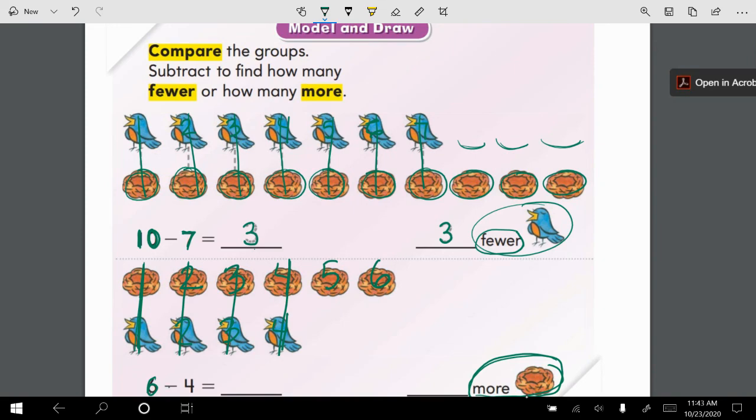So we have 6 minus 4 equals 2. There are 2 more nests than birds. So there are 2 more nests. As you go into your math lesson, finish page 94, 95, and 96.